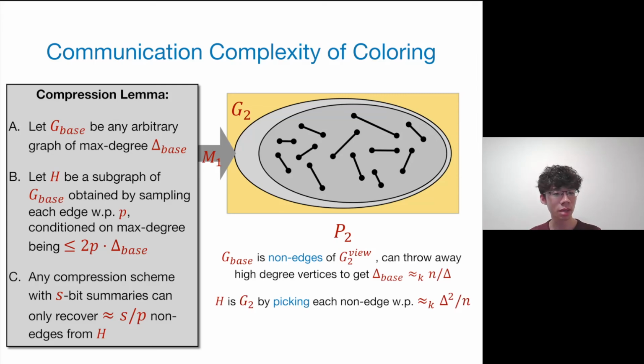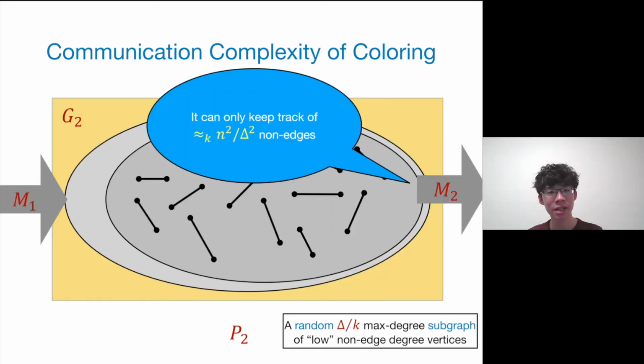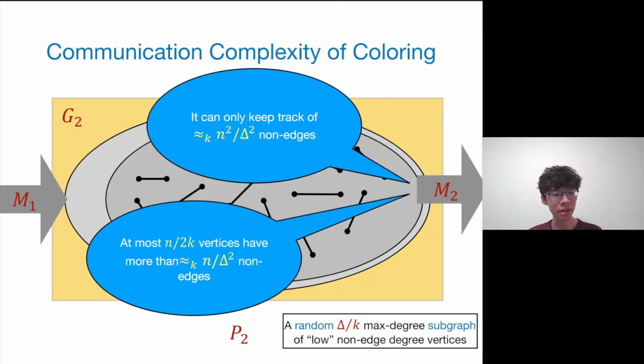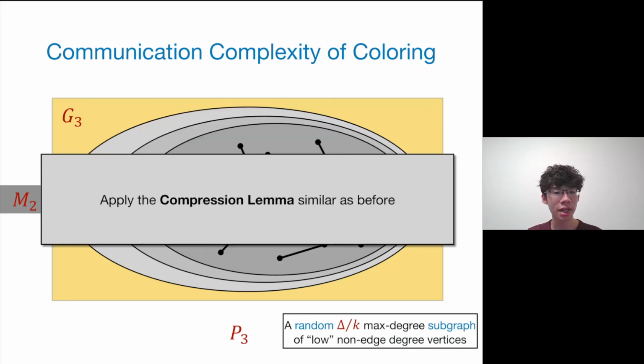Okay, so we're going to pick subgraph H, just as before. Now we can make the probability of each edge a little bit higher, because this still keeps the maximum degree of the input graph around delta over k. And then that means the message can keep track of a little bit fewer non-edges. This time it's n squared over delta squared non-edges. So you can see how this is going. I'll draw the picture a little bit differently now. M2 can only keep track of n squared over delta squared non-edges, which means at most a small fraction of the vertices have more than n over delta squared non-edges. So for P3, every vertex in the smaller subgraph has at most n over delta squared non-edges, which means you can apply the compression lemma as before.